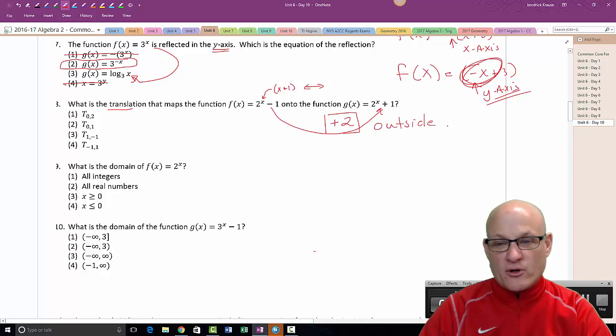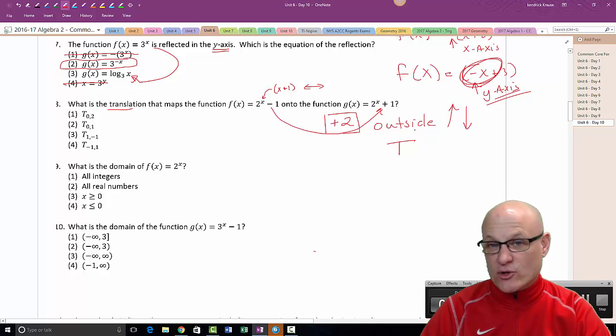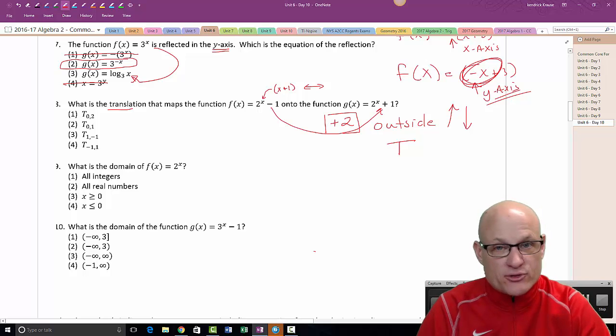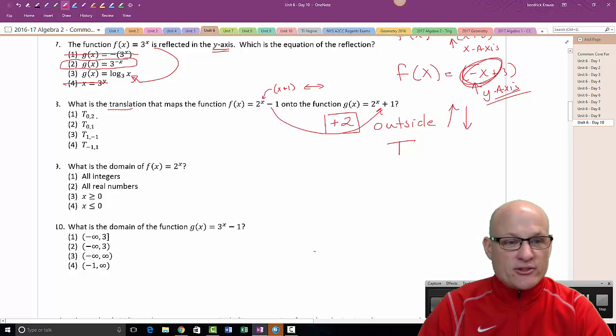And as we've talked before, adding on the outside of the parentheses is a shift up or down. It's a translation where you're adding 2 to the y value. Now, I know we haven't seen this notation in a while, but it is straight from your geometry. Translation, this is the answer right here, adding 2 to the y value.